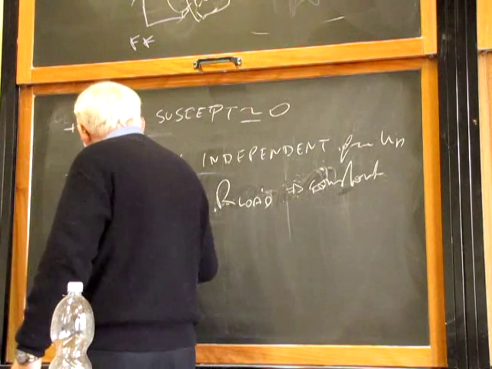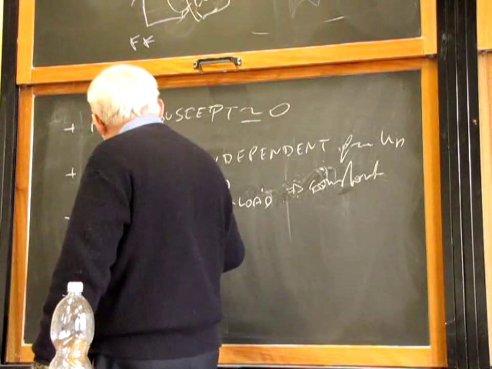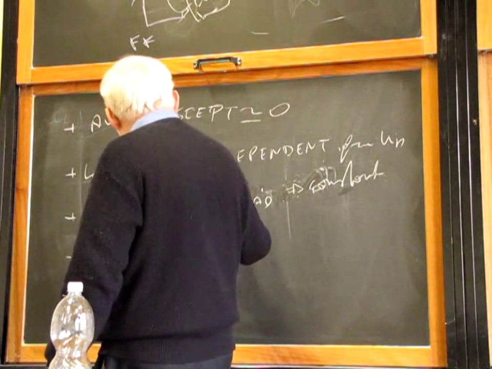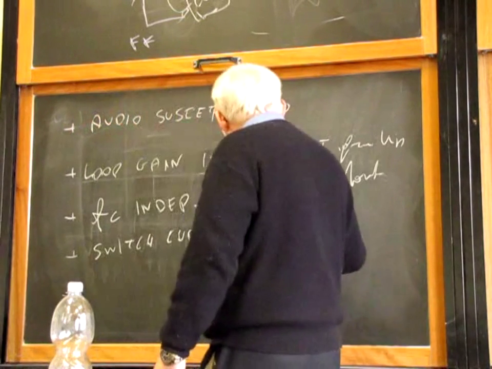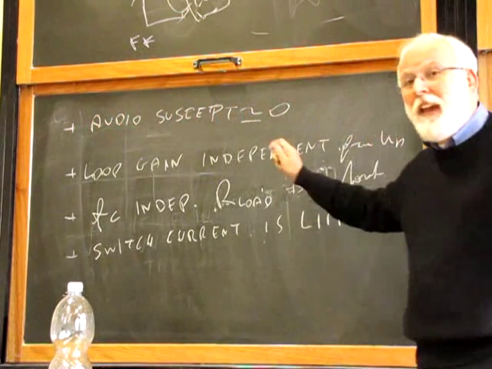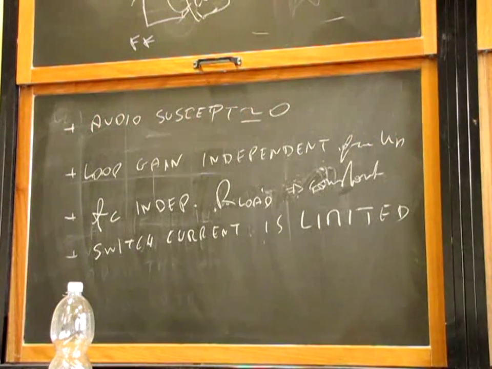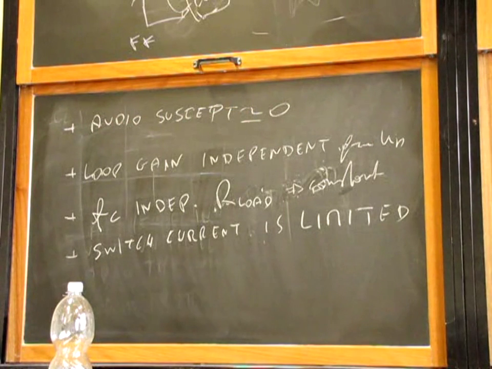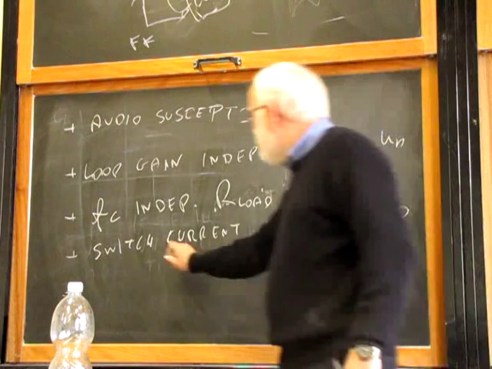Switch current is limited. Yeah, this is great. No matter what happens, the current cannot go above this 1 volt level, because if the current tries to go higher, the current comparator opens the switch immediately. So you have protection, switch protection.